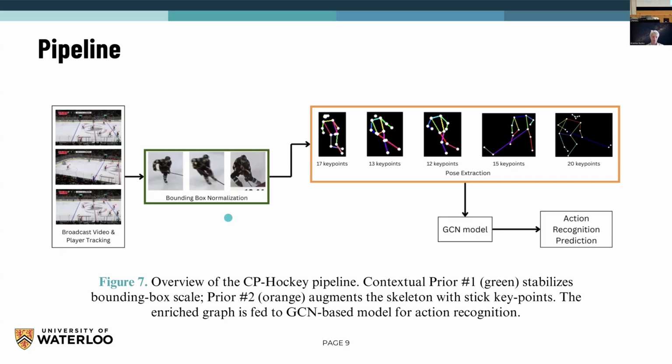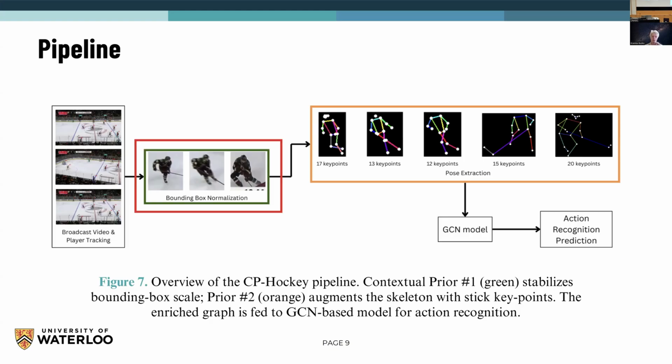First, bounding box normalization in green. It stabilizes the player scale from frame to frame so that the skeleton doesn't become distorted. Secondly, pose key point extraction, shown in orange. It converts images into skeletal representations. And finally, the GCN-based model learns action-specific motion patterns and outputs the action recognition prediction.